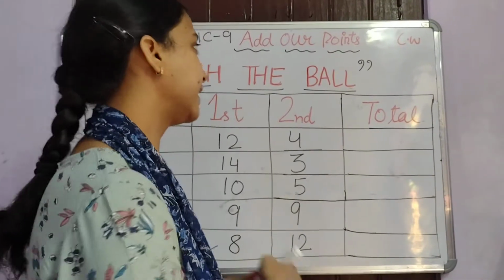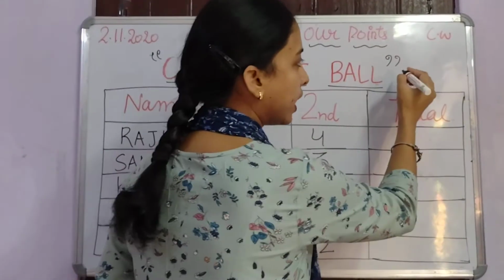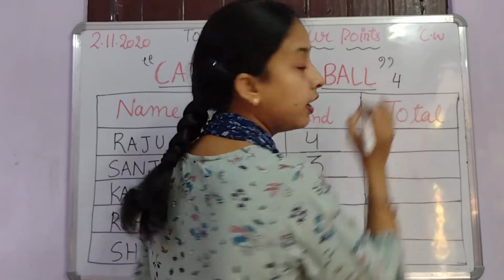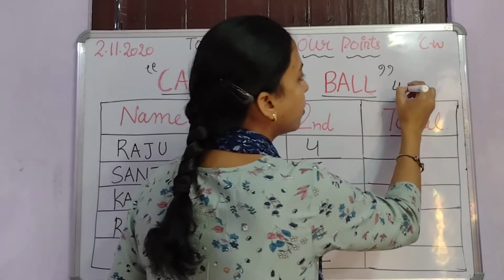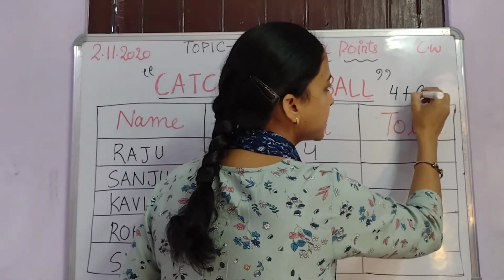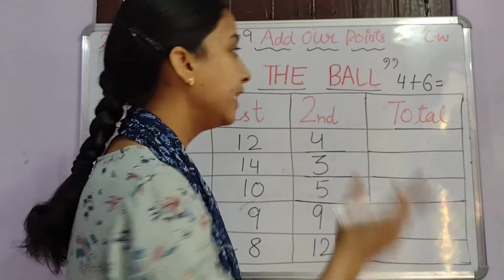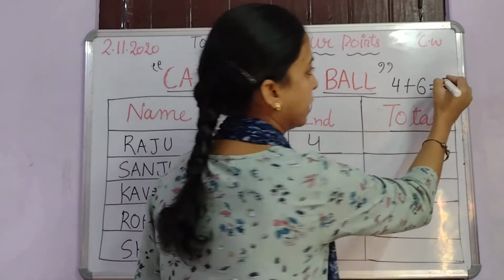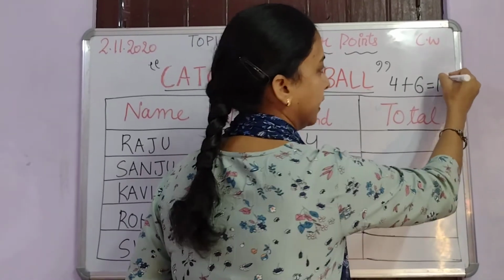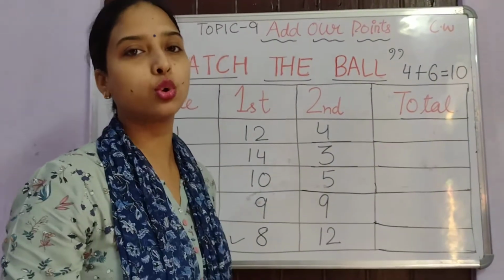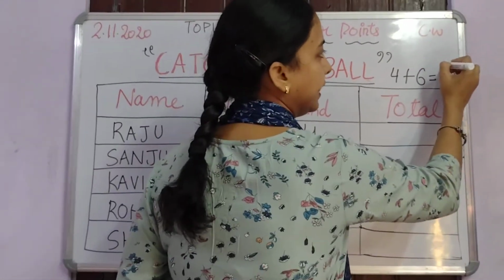Now you will understand this thing. In the first round I have caught the ball 4 times. In the second round I have caught the ball 6 times. So how many total number of times have I caught the ball? It is 4 plus 6 is equal to 10. So my total score is 10.